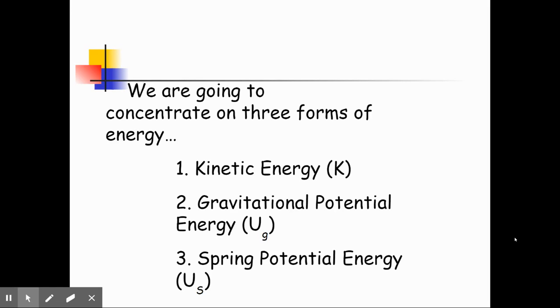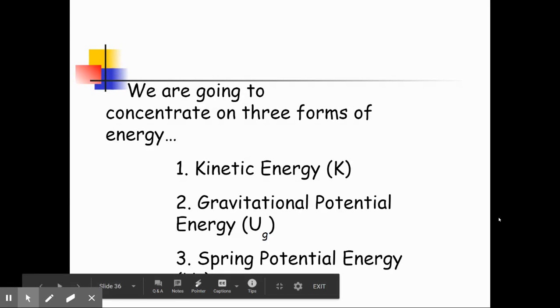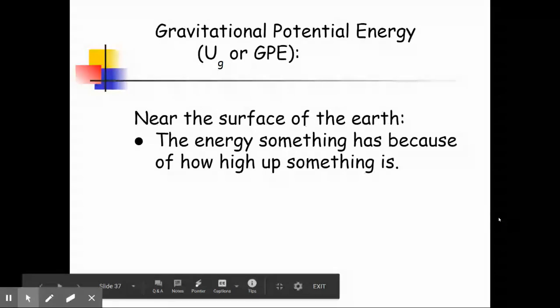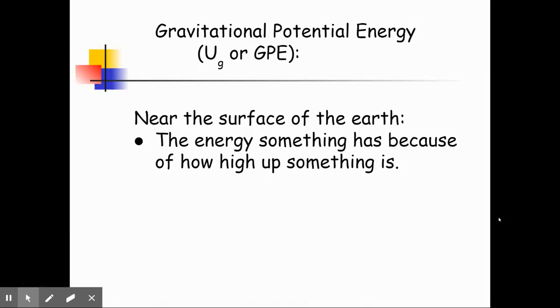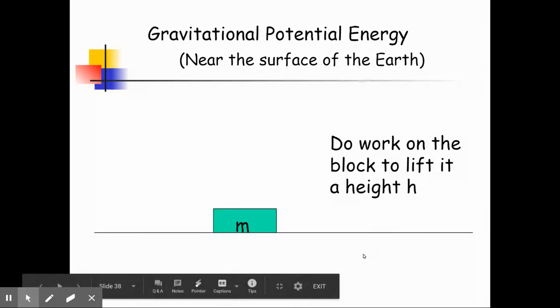So we've already talked about kinetic energy, and now we are going to talk about gravitational potential energy. Gravitational potential energy is the energy that an object has essentially because of how high off the ground it is. And so if I think about the work side of this, I need to do work to move this block. So I want to lift this block up a height of h.